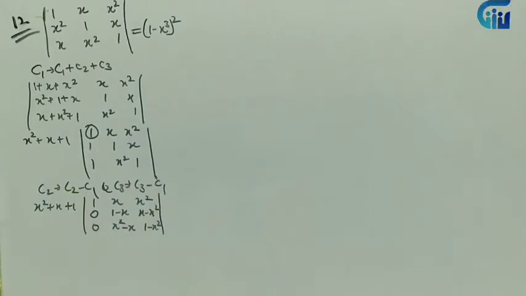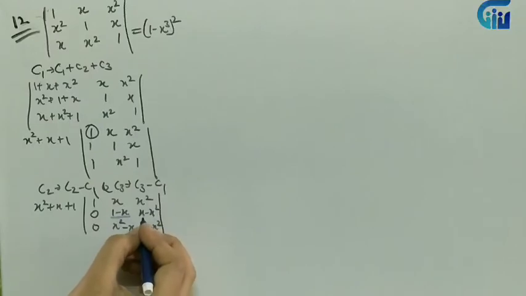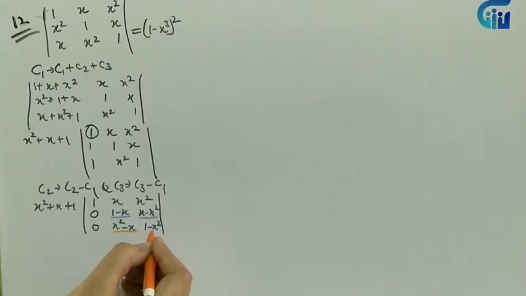Now again, what do we observe? Before expanding, let's try to take maximum things common. Over here, what do I observe? This is 1 minus x and this is x minus x square. So can I take anything common from x minus x square? Yes, of course I can take common. And from here also, what do I observe? This is x square minus x and this is 1 minus x square.